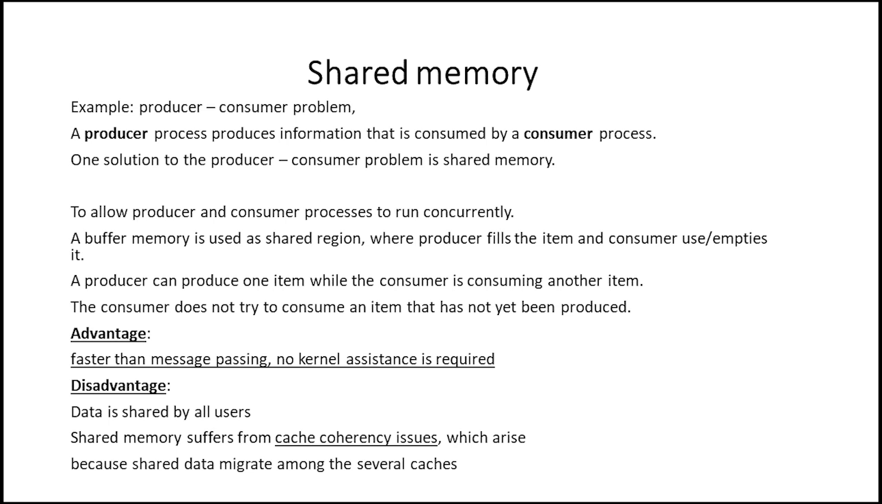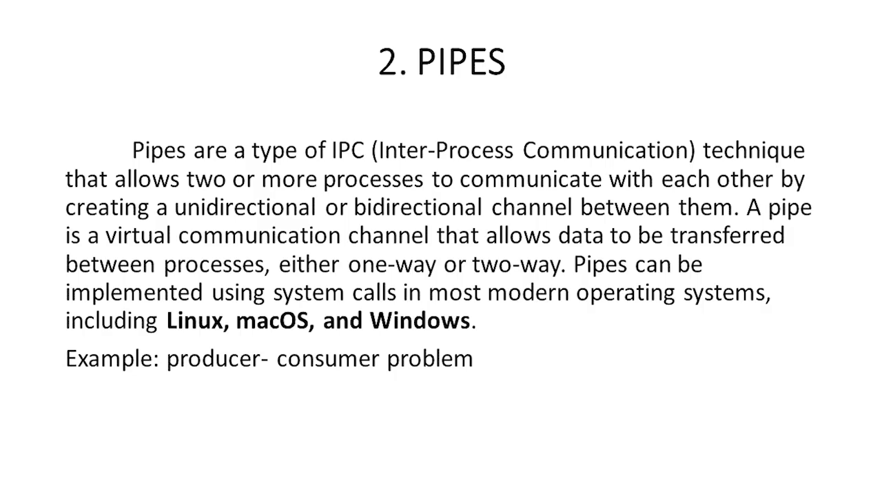We will see the next type, which is used for communication between the processes. Pipes are a type of IPC, interprocess communication technique, that allow two or more processes to communicate with each other by creating a unidirectional or bidirectional communication channel between them. A pipe is a virtual communication channel that allows data to transfer between processes either one way or two way. The pipe can be implemented using system calls in modern operating systems, including Linux, Mac OS and Windows.